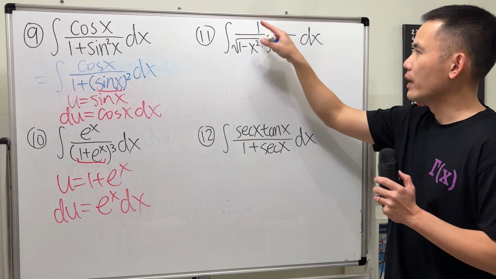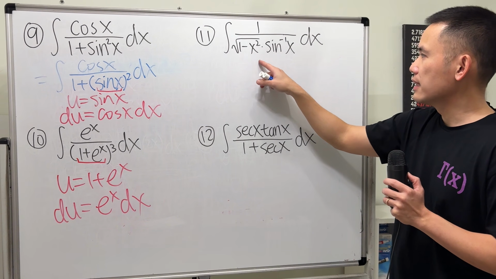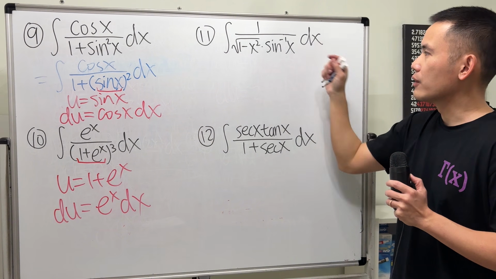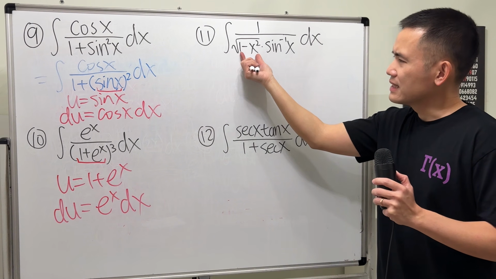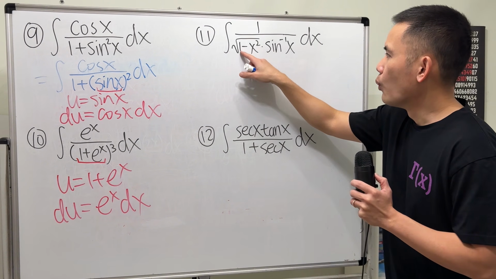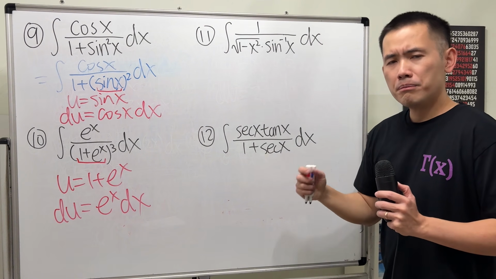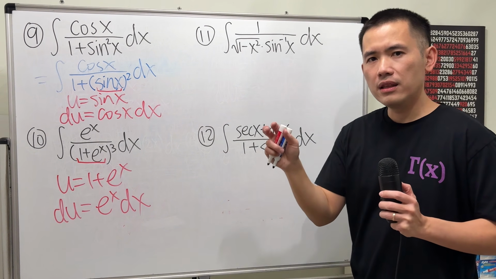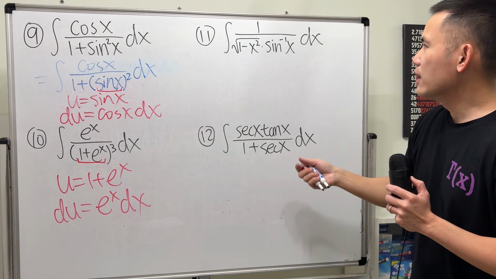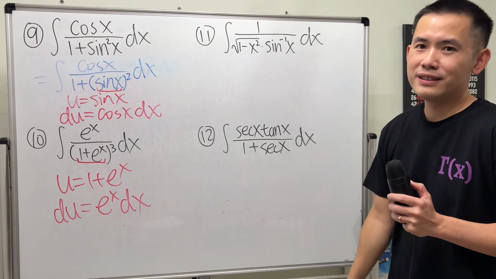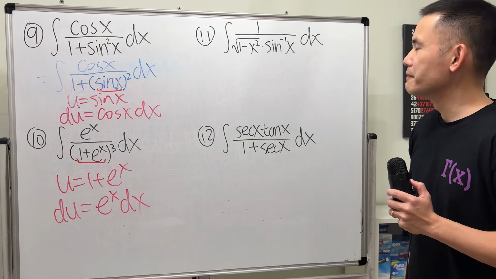Now, number 11 is trickier. We have the integral of 1 over square root of 1 minus x squared times inverse sine of x. What do we put? Well, this right here is kind of like the inner function, right? 1 minus x squared. But if you differentiate that, you will get negative 2x. I don't have negative 2x there, alone, I have this thing right here, right? So this right here is even worse.